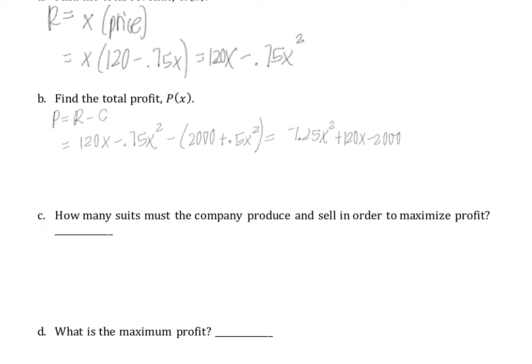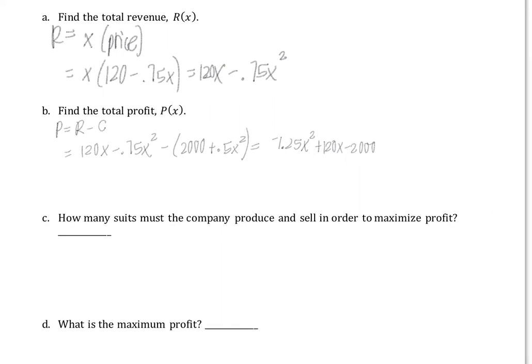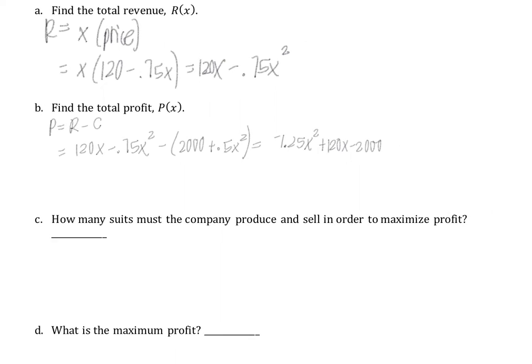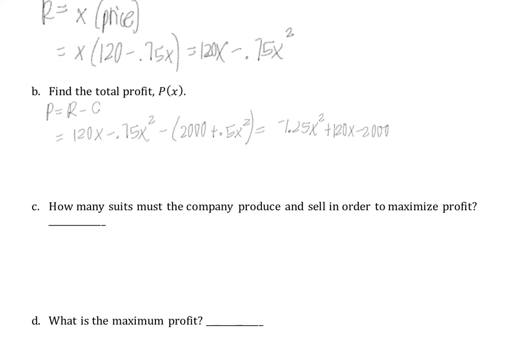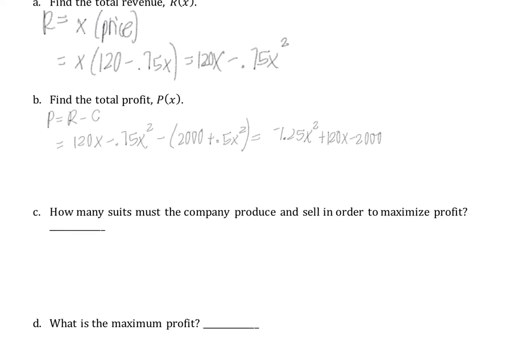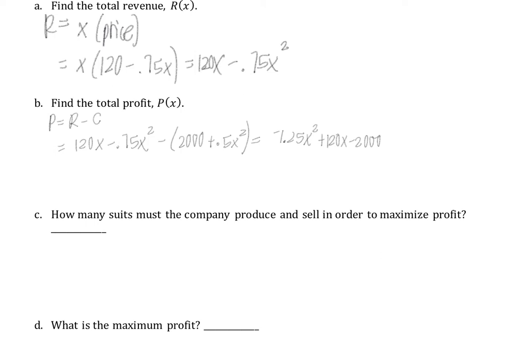So how many suits must we produce in order to sell a maximized profit? Well, we're just looking for that x value for the maximum, so it's going to happen at the critical x value. How do you find that critical x? Same way we've been doing it the last several problems. It's the same way every time. Take the derivative of that profit function to get negative 2.5x plus 120. We're going to then set it equal to 0.